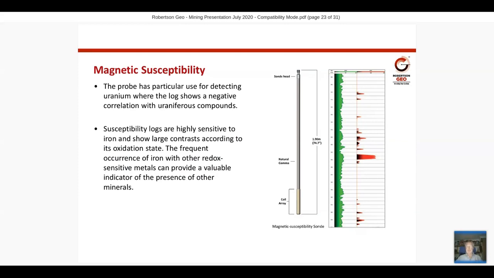Magnetic susceptibility. So this is a particular tool for use in detecting uranium, where the log shows a negative correlation with uraniferous compounds. The magnetic susceptibility tool is highly sensitive to iron and shows large contrasts in its oxidation state. And you can see an indication in the log on the right-hand side of how it's picked out that type of sensitivity. Frequent occurrence of iron with other redox sensitive minerals provides a valuable indicator of the presence of other minerals. So it's often used in conjunction with other tools like formation density, but in very specific circumstances for the ores that are mentioned there.